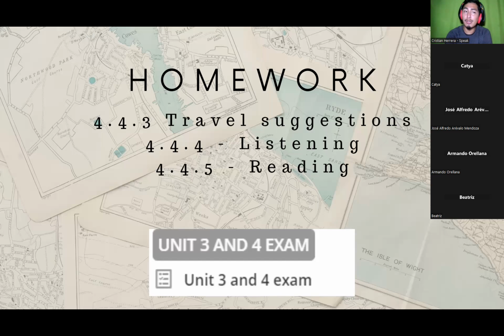Guys, today we finish Unit 4. It means, everybody, that we have to do all the activities that are missing in Unit 4. In this case, we have to complete activity 4.4.3, and we have to finish in activity 4.4.5. Also, I want to invite you to complete the exam for units 3 and 4. Remember, in units 1 and 2 we took an exam. Then in units 3 and 4, we have to take the second exam. Everybody, please take it and try to continue with these activities.